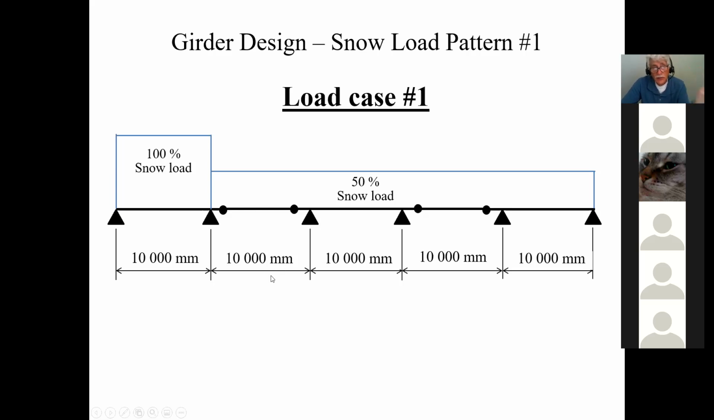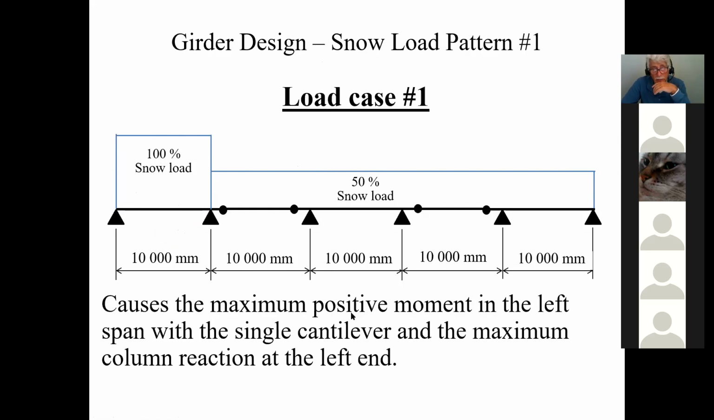And of course, by putting 100% here and 50% there, what this does is give you the biggest positive moment that you can get in this span. So you're going to get the biggest positive Mf here, okay? That's what this load does. And at the same time, it gives you the highest load that you can have on this column, if you have to design the column. So this causes the maximum positive moment in the left span with a single cantilever and a maximum reaction at the end. It'll give you the maximum positive moment here because the overhang doesn't have a lot of load, as you can appreciate. So that's load case number 1.